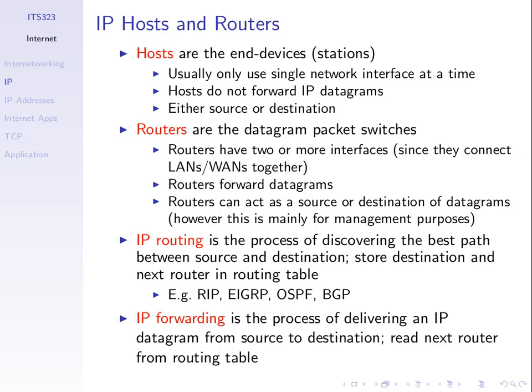Routers forward datagrams, hosts do not. So the main role of a router is to send someone else's data. That's what we mean by forwarding. You forward someone's mail, it means you receive the mail from someone else and forward it onto someone else. So you're not the original source or the final destination, you forward. That's the main role of routers.